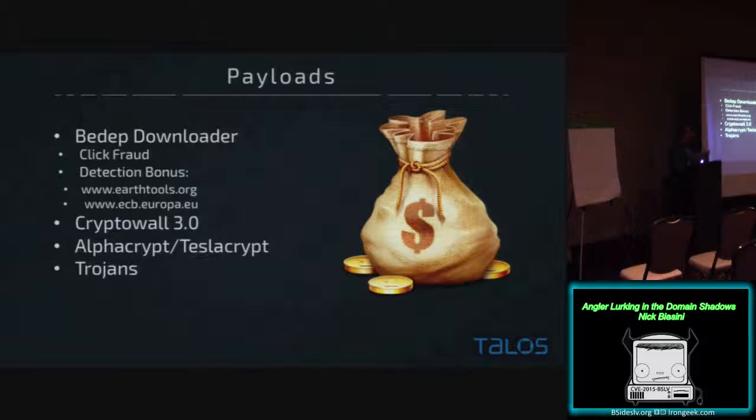Now, I threw a little detection bonus in here. Up until 2 weeks ago, if you were to see a domain lookup for www.earthtools.org, followed up with a domain lookup for www.ecb.europa.eu, that box, 99 times out of 100, had BDEP on it. It actually uses these 2 domains in its DGA.